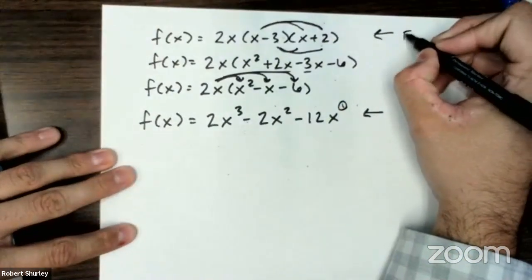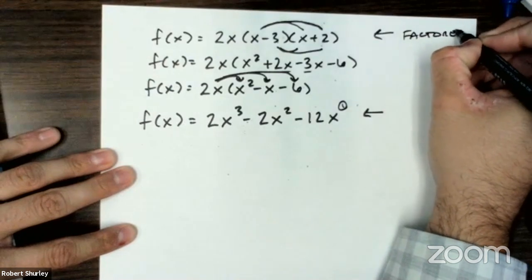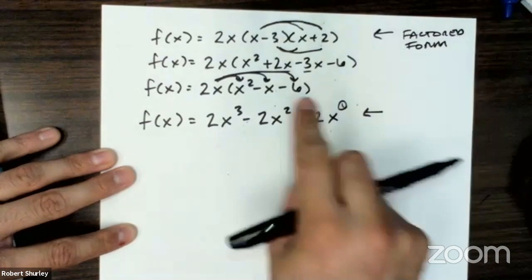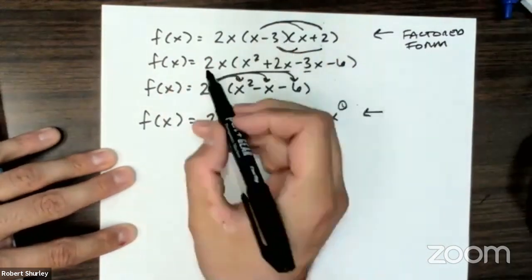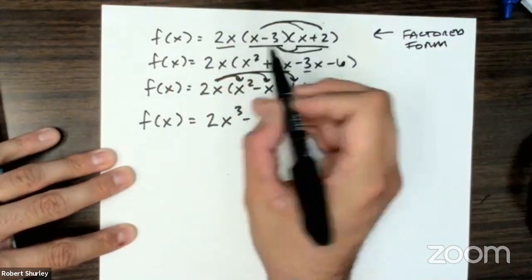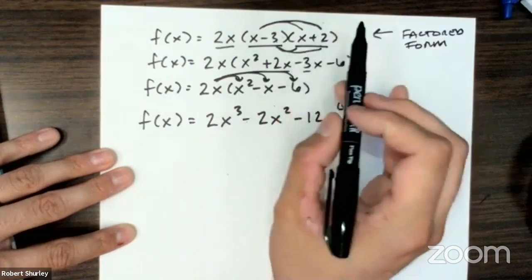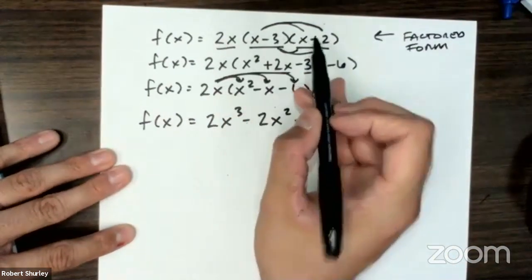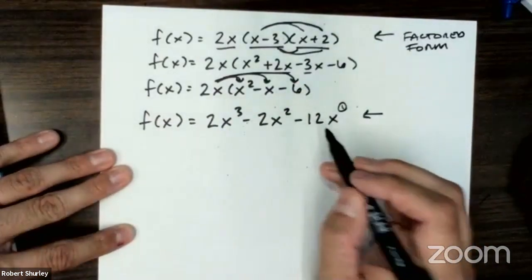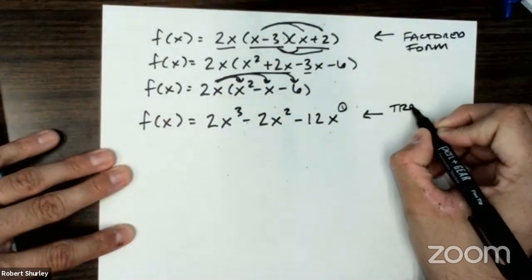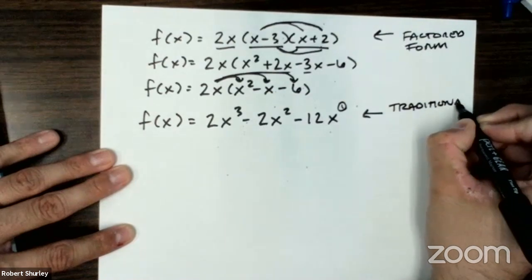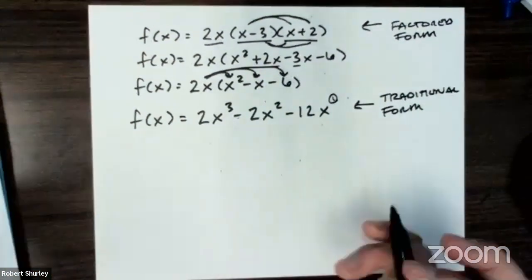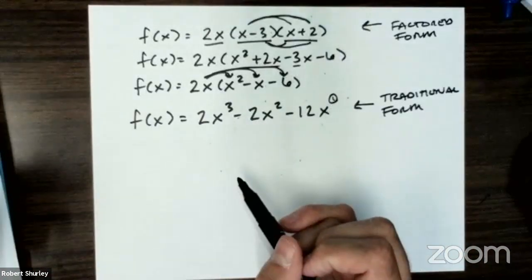So I call this one factored form. And you'll hear me say factored form of a polynomial. That's what I'm talking about. Notice we have 3 factors here: 2x. And when I say a factor, it has to include an x. So we've got 2x, x minus 3, and x plus 2. And this I'm just going to call traditional form. I don't think it necessarily has a name, but this is the traditional form that you see polynomials written in.